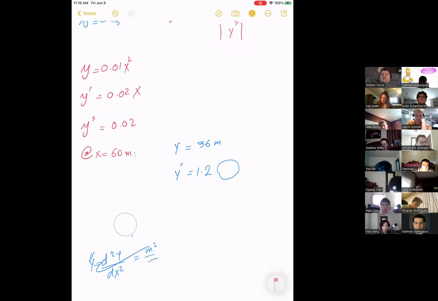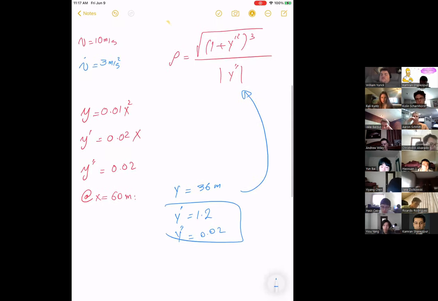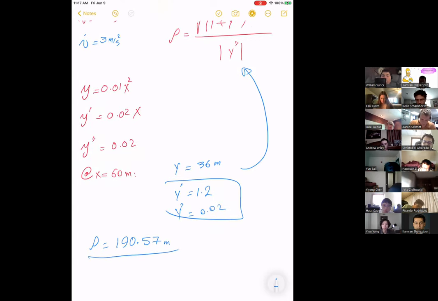I just emphasize this because as engineers, as I mentioned before, it's important to understand the units. Now, your y double prime is 0.02. I'm going to substitute these values here and see how much rho is. And you guys do the same and calculate the rho for me. See how much you get. You should get something like this. Just let me know if you get the same number or I did it wrong.